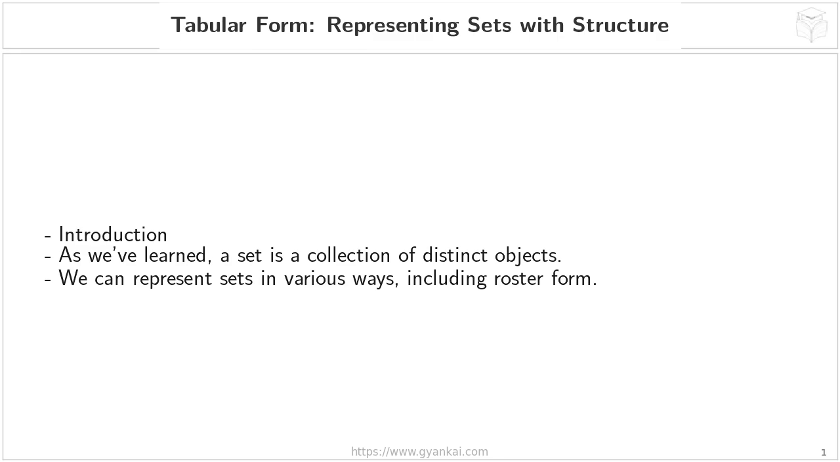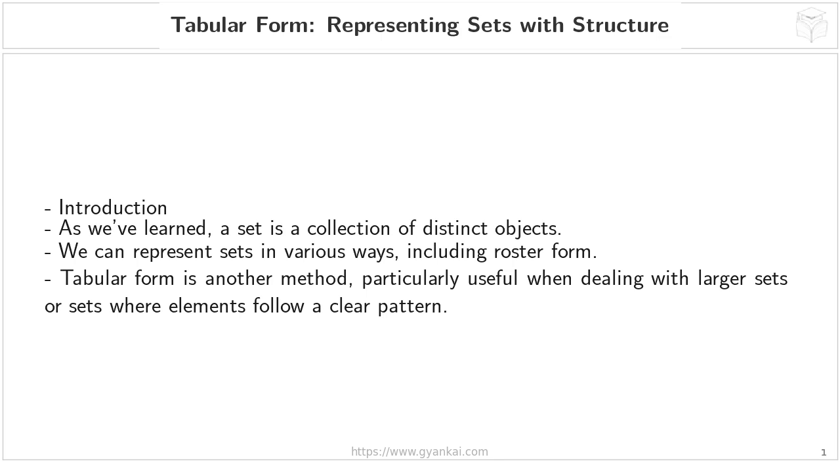Now, we've already explored one way to write down or represent these sets. That's called roster form, where we list all the elements inside curly braces. But what if our set gets quite large, or if there's a noticeable pattern to the elements? That's where tabular form comes in. Tabular form is another method for representing sets, and it's especially helpful in those situations when dealing with bigger sets or sets that have a clear, predictable structure.